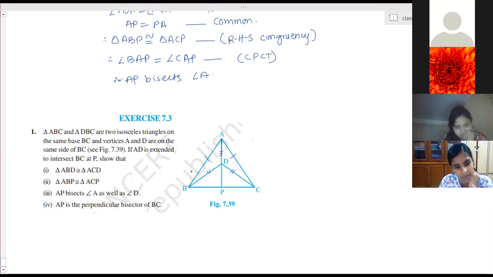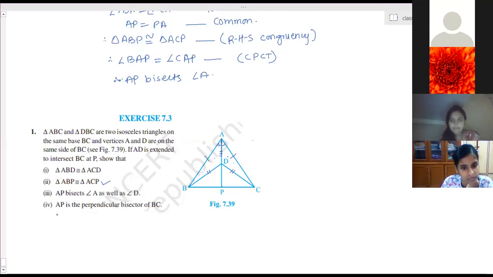Okay. Now for ABP triangle and ACP triangle we have to use CPCT from these two triangle congruency. Take this angle and this angle as equal angles by CPCT. Is it right? Yes, ma'am. Now use this: AB is equal to AC, AP is common, and angle BAP and CAP are equal. So by SAS, these two triangles, that is ABP and ACP, are congruent. By CPCT, we can tell BP is equal to CP.